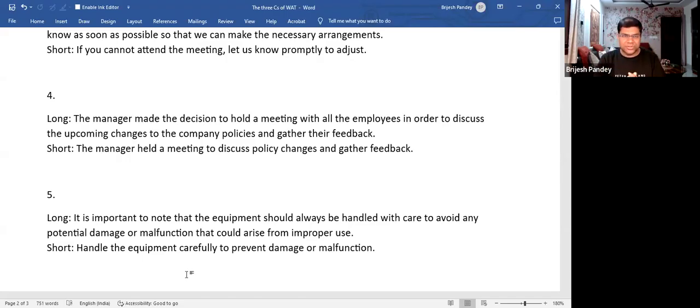So this is the session that I had planned to take: the importance of three C's. The first C is content, the second is clarity, and the third is concision or precision.